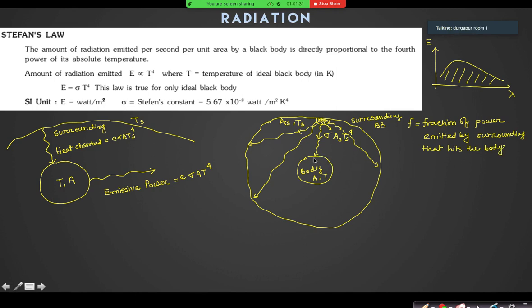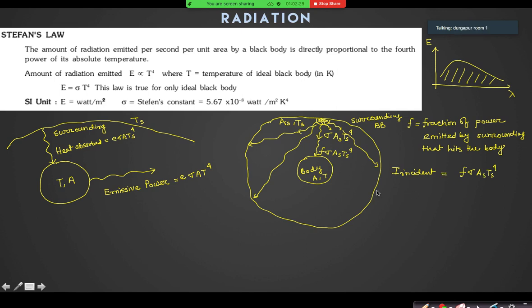So what is the incident power to the body? Is that the same thing that I have written, sigma AS TS power 4, or is it the F fraction of sigma AS TS power 4? The power incident on the body is F fraction of this power that is emitted by the surrounding. So the incident intensity is F times sigma AS TS power 4.